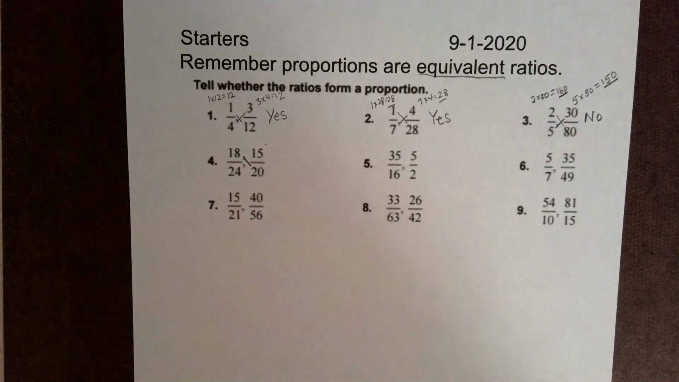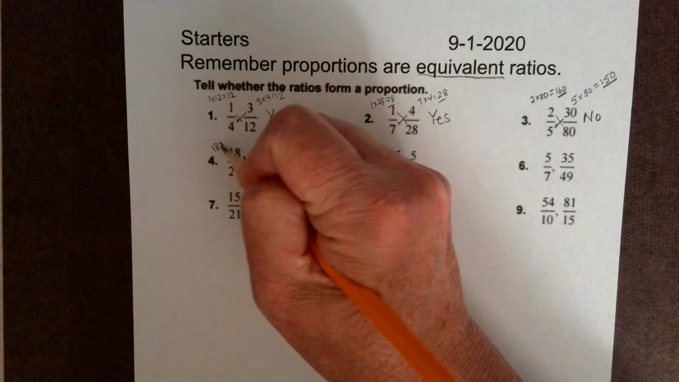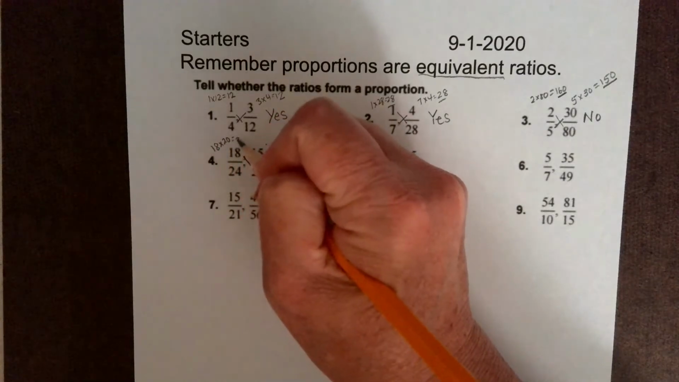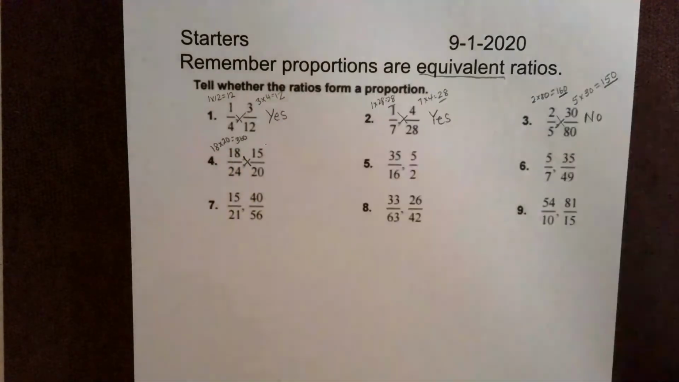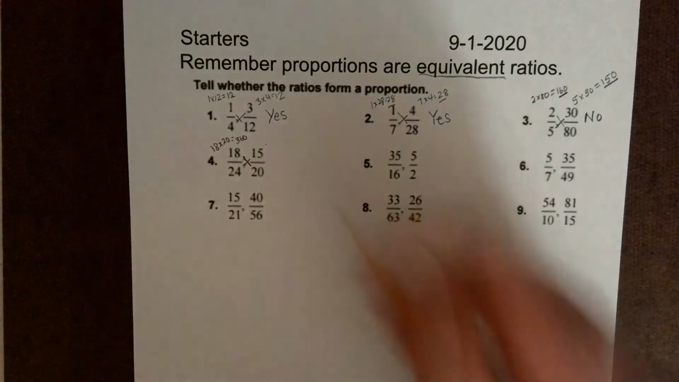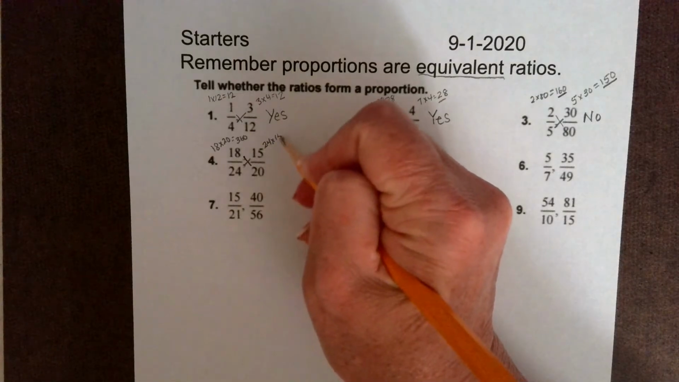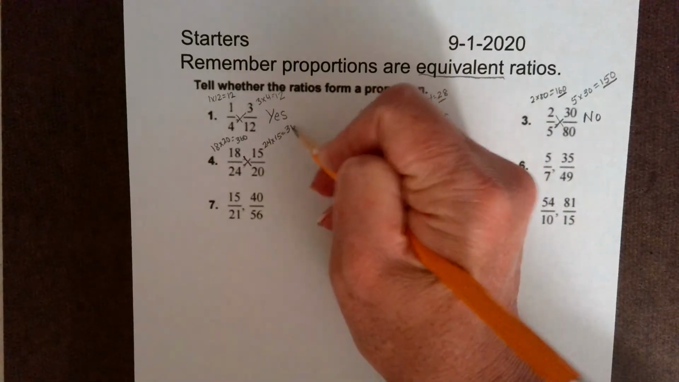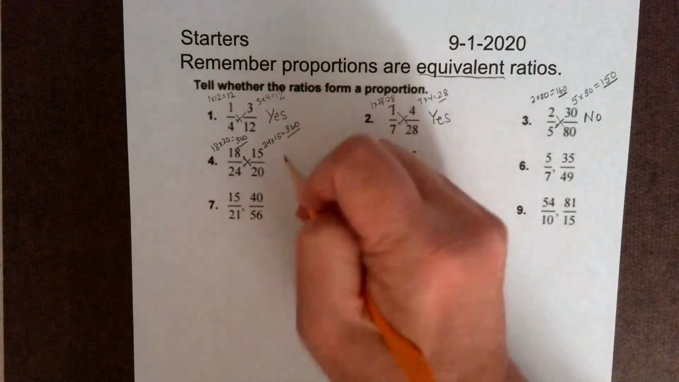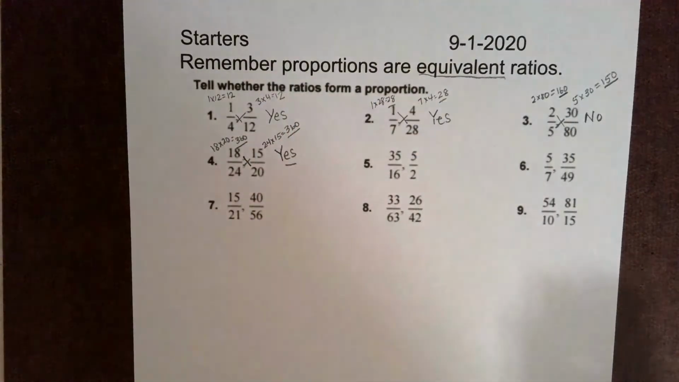18 times 20 is 360. And 24 times 15 is also 360. Since these two are the same, they are equivalent, which means that they form a proportion.